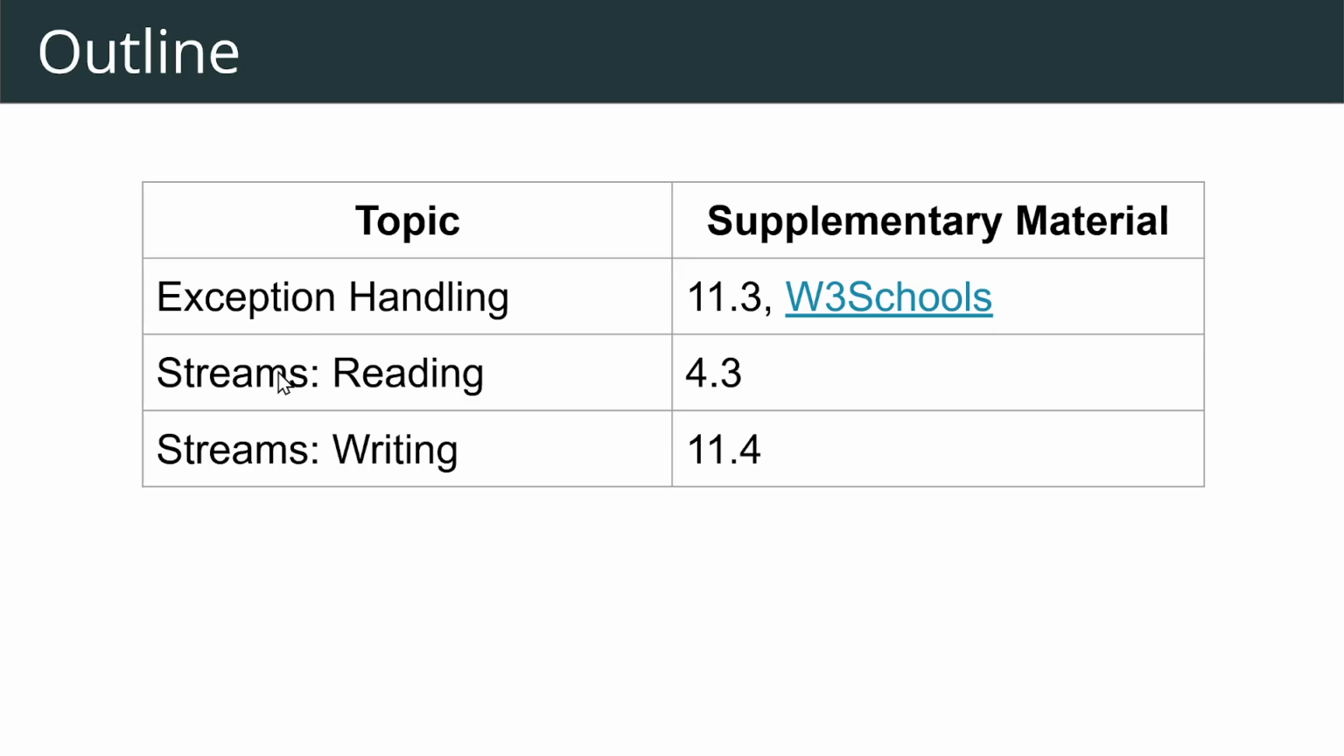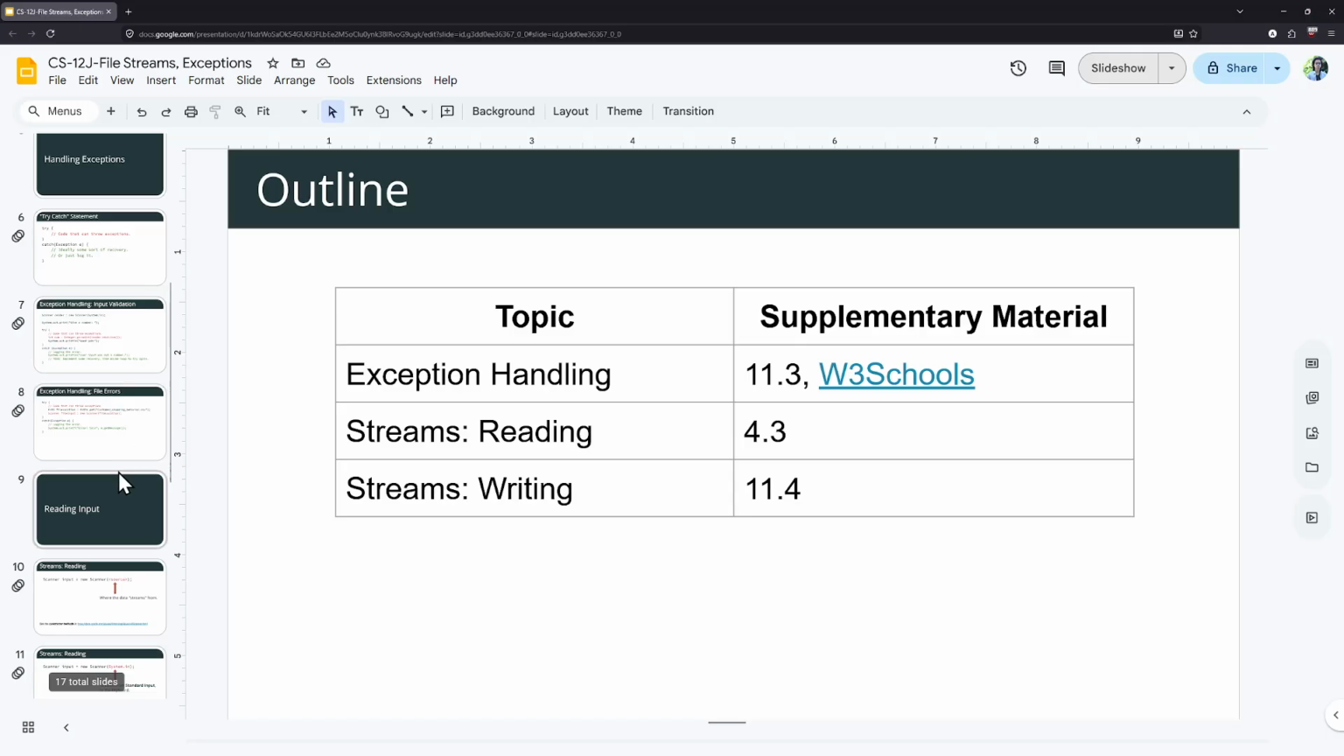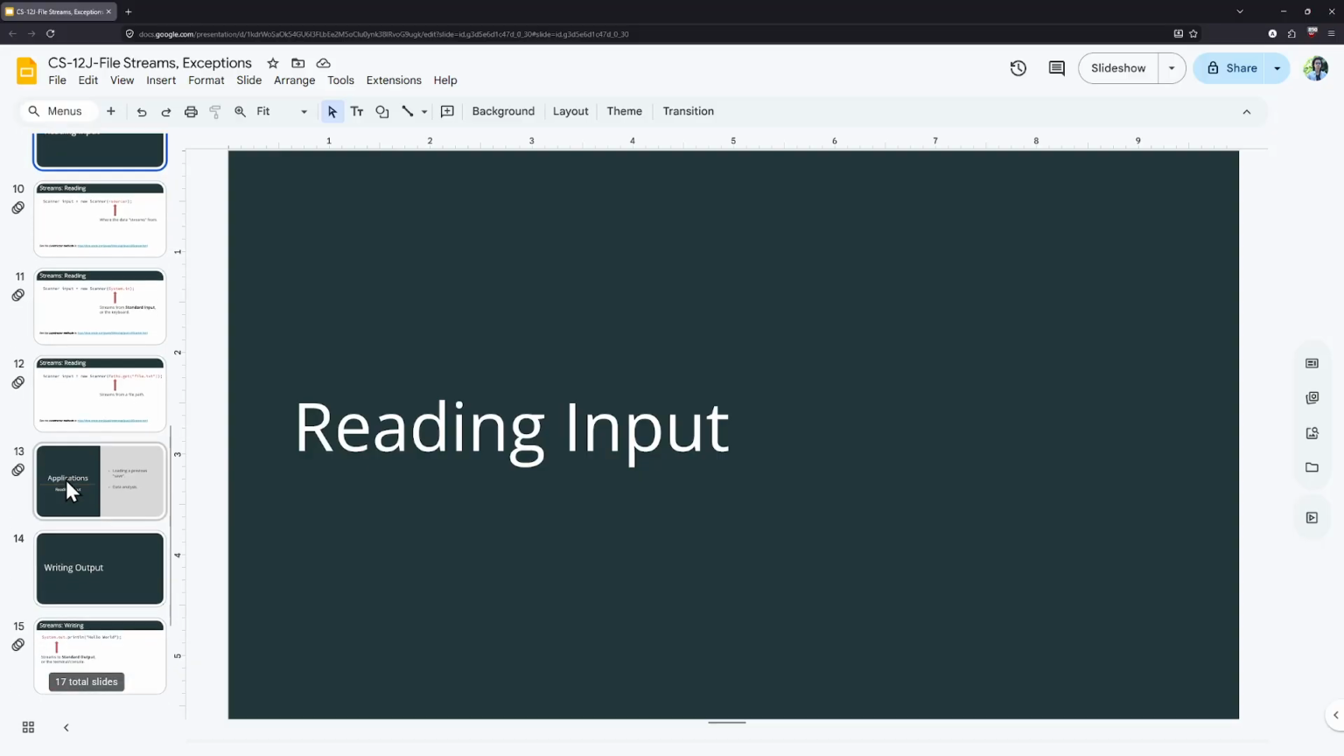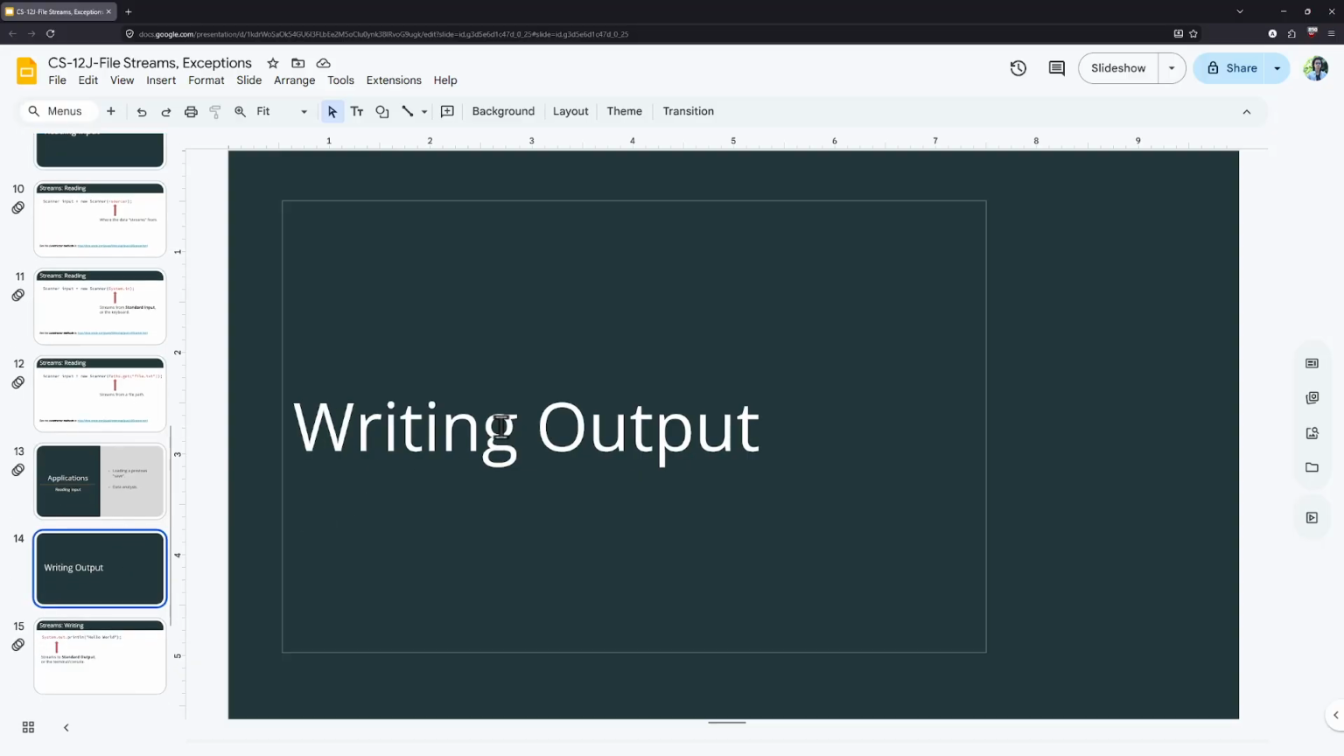And then after that, we'll talk about two different types of streams. One is going to be called reading input. So we're going to be loading a file into a program. And then next part, we're going to end off with the opposite, the writing output. We can think of this as saving data to a file.